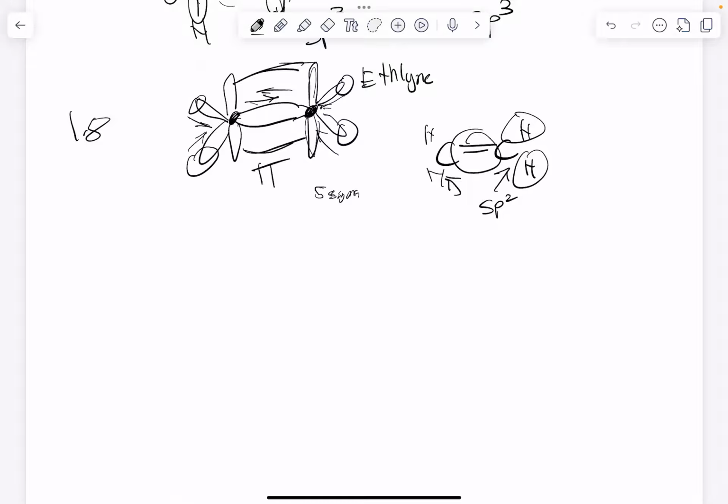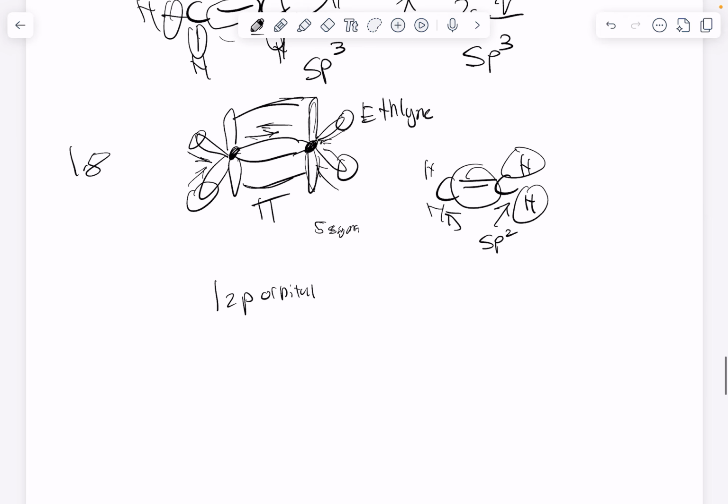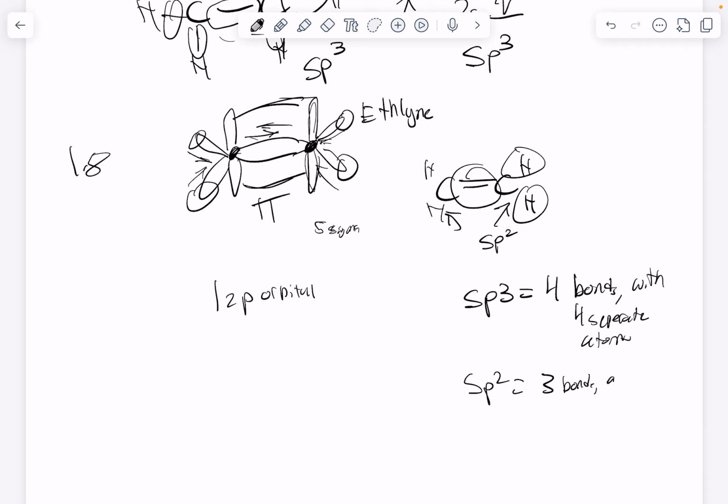And all this is saying is that the 2p orbital is going to remain unhybridized. Okay, so this one is a little confusing to wrap your mind around, even for me. But the best way to think about it is just sp3 equals 4 bonds with four separate atoms. sp2 is just 3 bonds with 3 separate atoms.